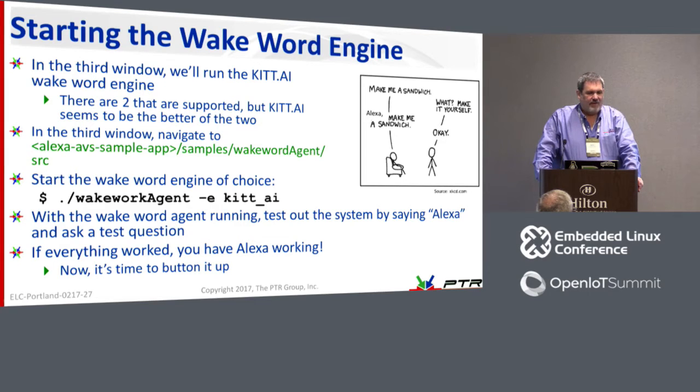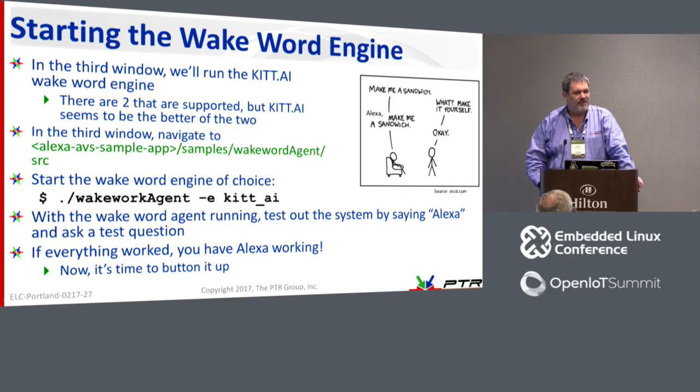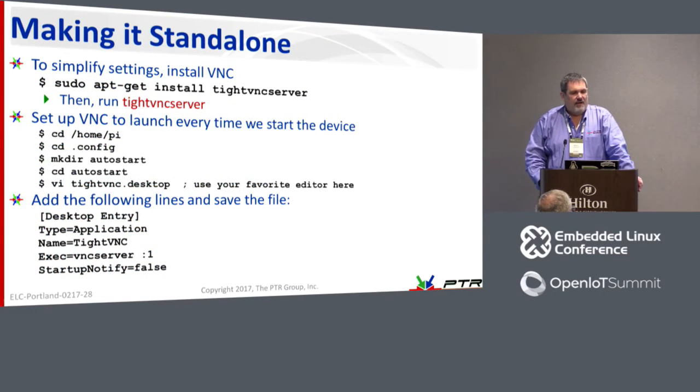And then after I had it up and running, I asked Alexa to make me a sandwich, and then she said, okay. But she wouldn't do it unless I said, Alexa, make me a sandwich. Then that's what's required. Now, if everything works, you've got Alexa running, and it's time to try and button this thing up. So how do you make it standalone? Well, obviously, in my particular case, I had a keyboard, mouse, and monitor attached to this thing, so it was pretty easy.